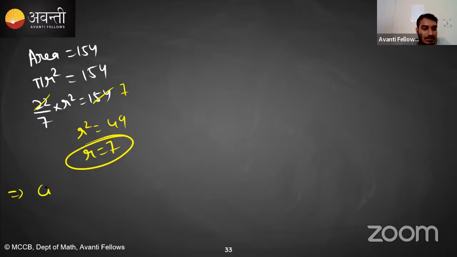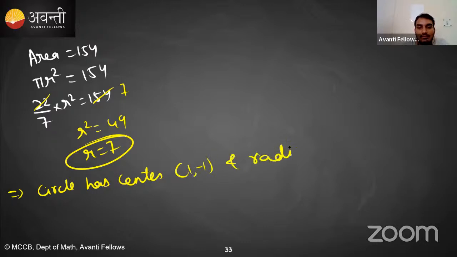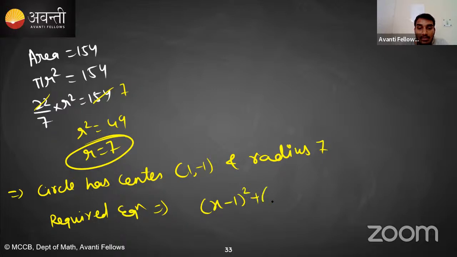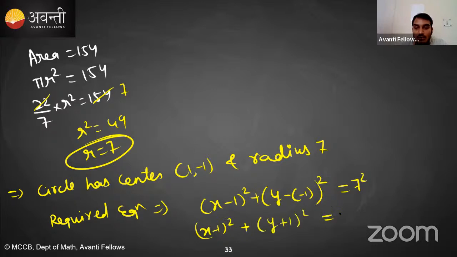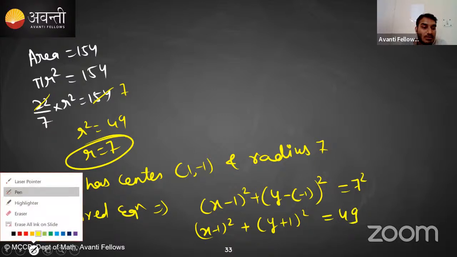so it implies circle has center 1, -1 and radius 7. so required equation कितनी आ गई, x माइनस x सर्कल का सेंटर 1 का स्क्वायर प्लस y माइनस y b विच इज -1 स्क्वायर इज इक्वल टू r स्क्वायर. so equation is x minus 1 whole square plus y plus 1 whole square is equal to 49. so this is the equation of circle.